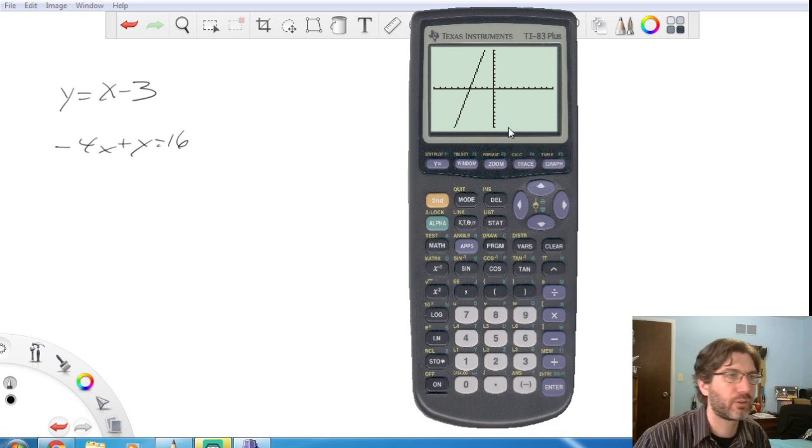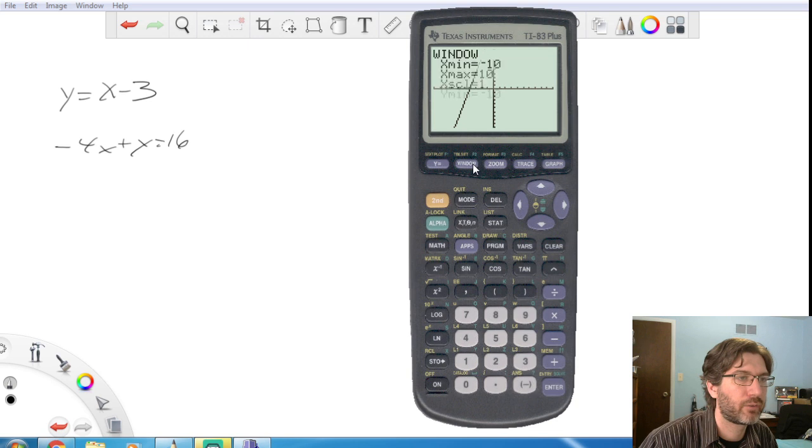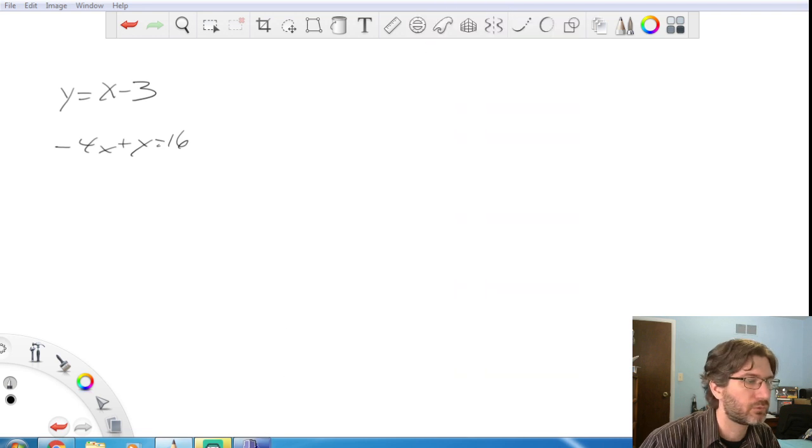And it looks similar to what ours is. It might be off the window and you might have to play with your window functions here. But you can do it with the calculator too. With that kind of calculator at least. That's nice for checking answers and stuff.